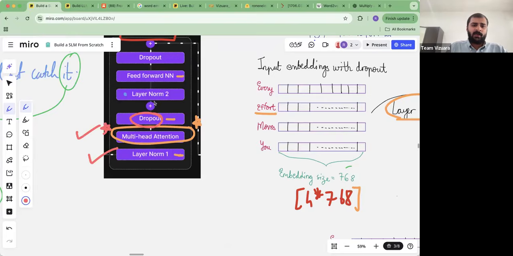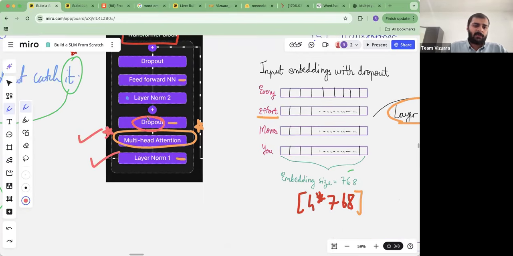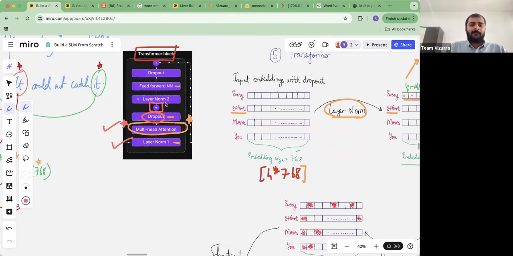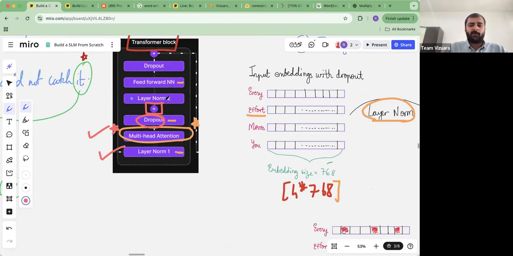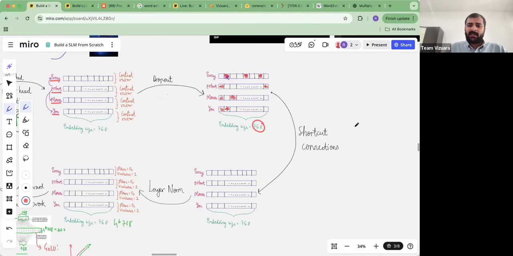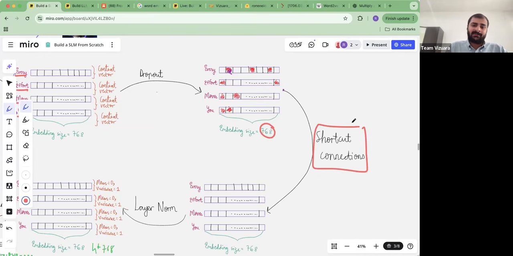After this point, there is one more block which is called a shortcut connection. I'll come to this once I explain the attention block, but essentially you can think of a shortcut connection as a connection which gives an alternate path for the gradient to flow to prevent the vanishing gradient problem. So these shortcut connections are just mechanisms to make gradient training more stable.